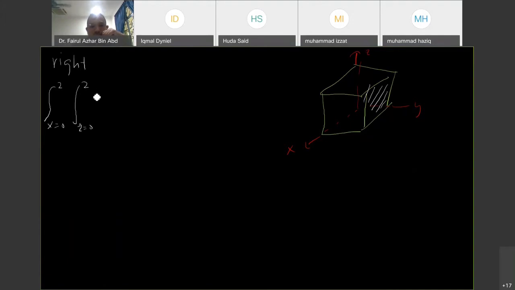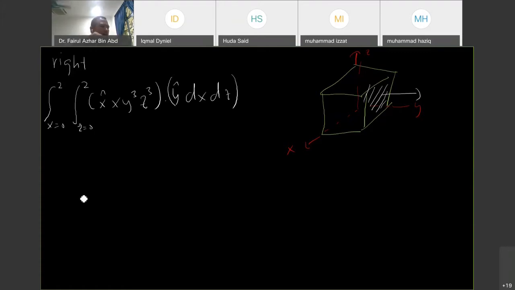So the expression for D is x-cap x y to the power of 3 and z to the power of 3, dot with the direction of the surface, which is y-cap, so y-cap dx and dz. If you solve this one, the answer for this expression is equal to 0. Because when we perform the dot product between y-cap and x-cap, the answer for this operation will become 0.